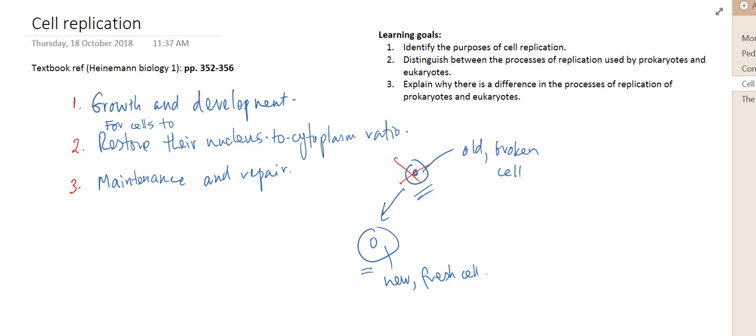Okay, so we've got those three different purposes for cell replication. So whenever you get a question which asks about why we need cell replication, at least in eukaryotes, so multicellular organisms, we have these three reasons.